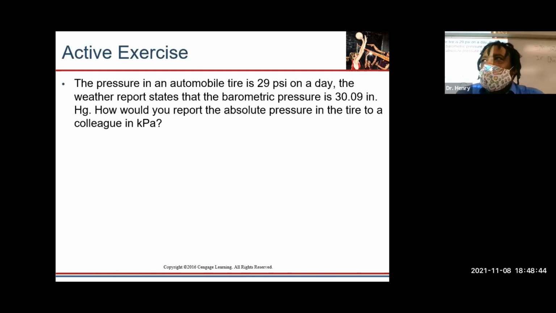Okay, so where are we going to start? Okay, so we know that 1 atmosphere, 1 ATM equals 14.7 psi. Okay, what else do we know?